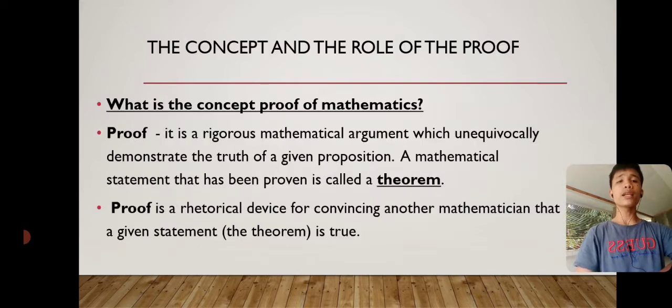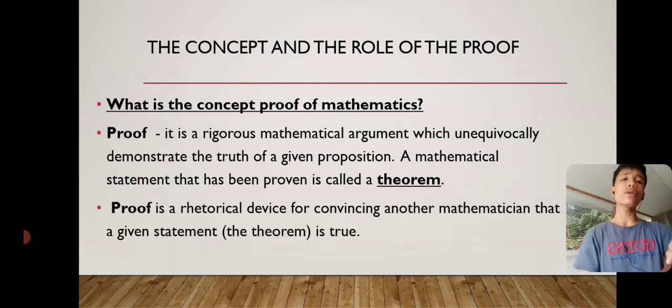So, what is proof in mathematics? What is the concept of the proof? A proof is a rigorous mathematical argument which unequivocally demonstrates the truth of a given proposition. A proof demonstrates the truth of a given statement or theorem. It is a rhetorical device for convincing another mathematician that a given statement or theorem is true. A proof helps us to be confident that the theorem is true.